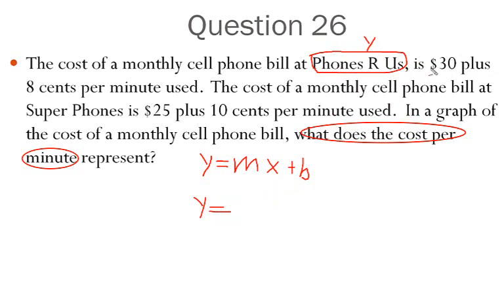And it says we get charged $30 plus, plus means we're going to add. Okay, so $30 plus 8 cents per minute used. Okay, so 8 cents, if I convert that into dollars, it would be $0.08. This is 8 cents per minute used. So this per minute, I'm going to assign that as x.